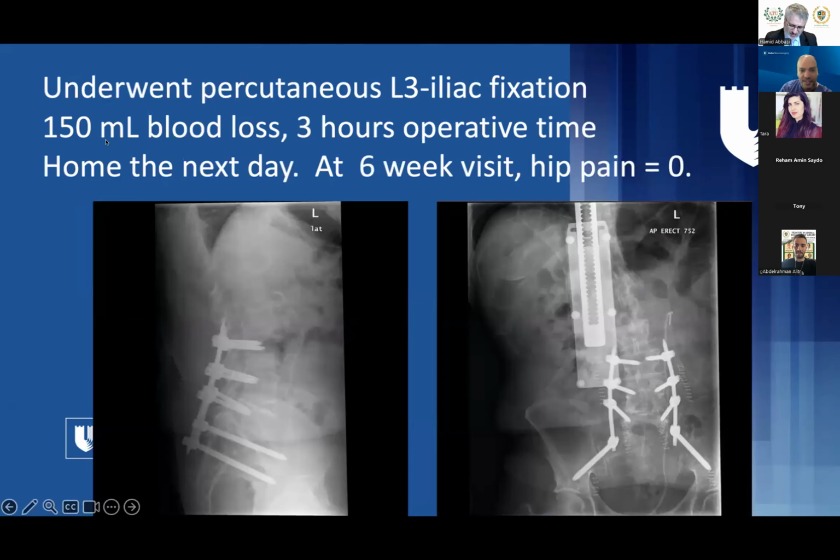This was our first case. We had 150 cc blood loss. He was able to go home the next day. His pain was better. He ended up, unfortunately, dying after 6 months. But we actually gave him good quality of life during his time that he was alive.